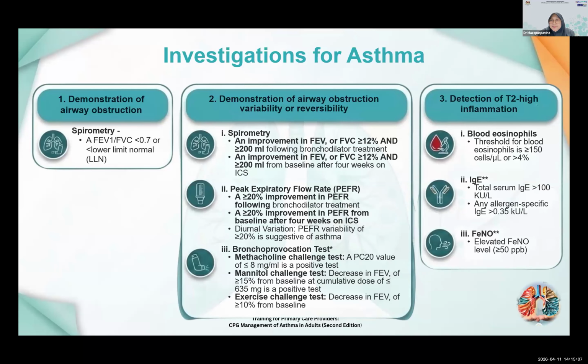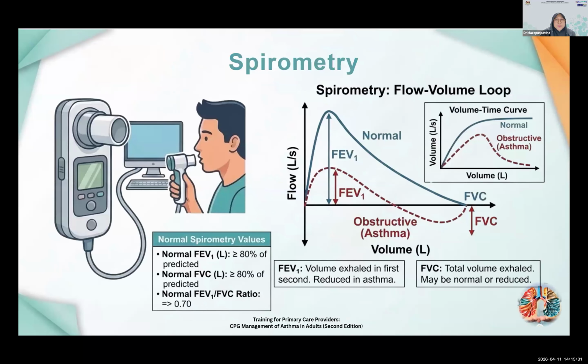Then number three, if you have the availability of tests, a blood test for the detection of T2-high inflammation, so check for the blood eosinophil. If it's more than 4% on your differential count, check on that. So that is a high T2. And there is a test for IgE, serum IgE. Some of you can send that to the private lab. Okay, and then the third one is the phenotype.